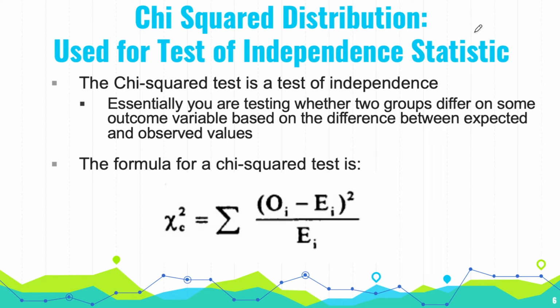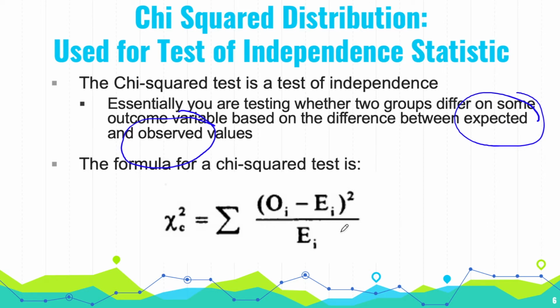Again, the chi-squared distribution is what we use for our test of independence statistic. Essentially what that means is that you're testing two groups and seeing if they differ on some outcome variable based on the difference between expected and observed values. Let me clarify what we mean by expected. We're talking about mathematical expectations. This isn't what you personally expect, or even what social science theory tells us to expect based on previous research. Expected is a value that we calculate for each cell in a contingency table. Observed values are the values from the raw data.